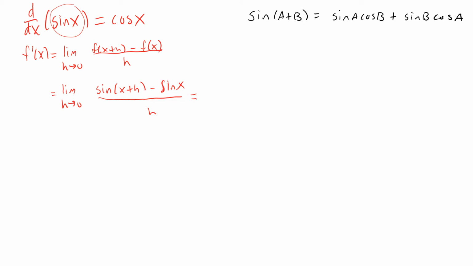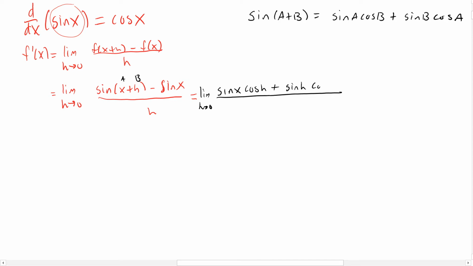Let me apply this. This is my a, this is my b. So it's the limit as h approaches 0 of sine x cosine h plus sine h cosine x minus sine x, all over h. Now I have this weird trig stuff in my numerator, but there's really nothing I can do except factor out the sine x.